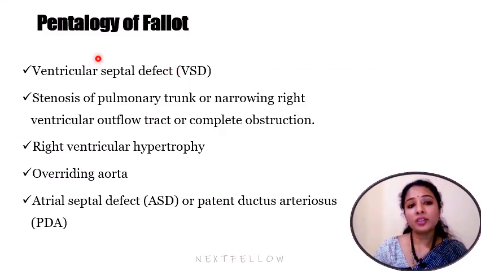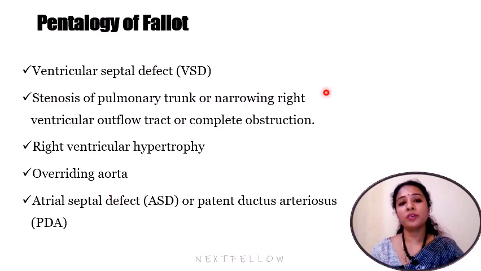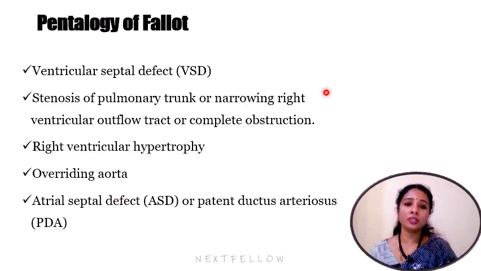Next, pentalogy of Fallot. There is one more anomaly associated, the atrial septal defect. So ventricular septal defect, stenosis of pulmonary trunk, right ventricular hypertrophy, overriding. These four are already seen in Fallot's tetralogy. So pentalogy means the atrial septal defect is also added. So pentalogy of Fallot is the variant, and more common is the tetralogy of Fallot, and along with the classic four features, the addition of atrial septal defect or patent ductus arteriosus is added.